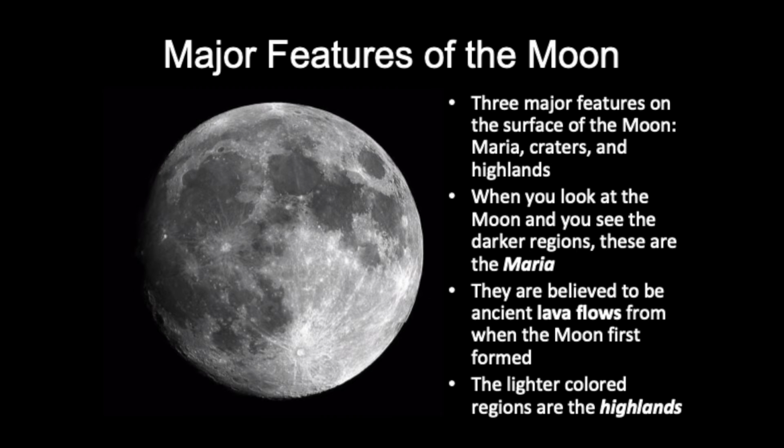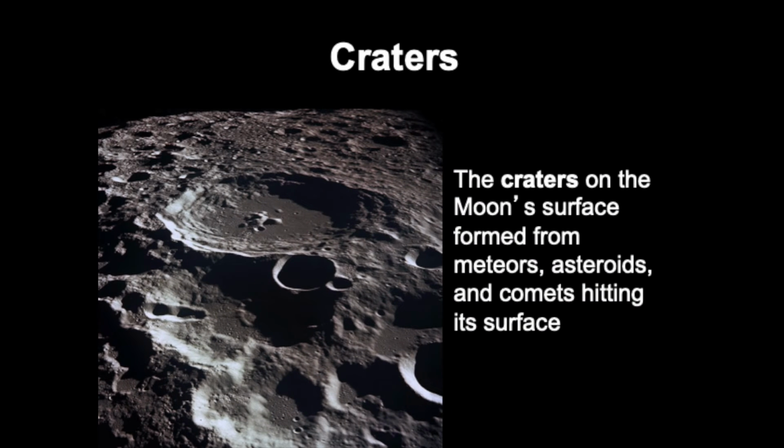Three major features on the surface of the moon: the maria, craters, and highlands. When you look at the moon, you can see the dark regions. This is known as the maria. They're believed to be ancient lava flows from when the moon was actually first formed. The lighter colored regions are known as the highlands. And then of course we have the craters on the moon's surface, formed from meteors, asteroids, and comets hitting its surface.